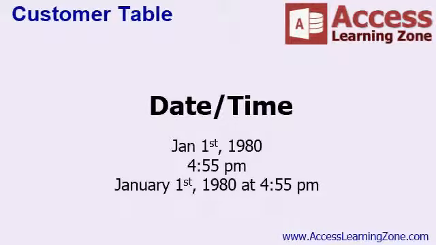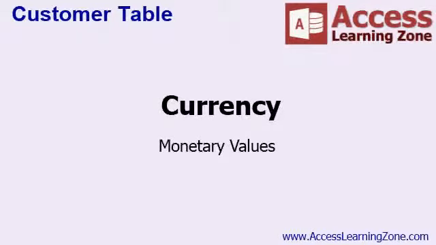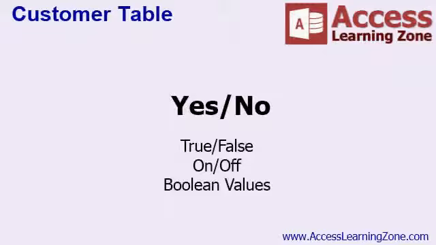A date-time field can store either a date or a time or both together. So you can store January 1st, 1980 or 4:55 p.m. or both at the same time, January 1st, 1980 at 4:55 p.m. You can be as specific as you want. Currency is a special data type that is optimized for working with dollars and cents or whatever your local currency happens to be. A yes-no data type stores what's called a Boolean value, true, false, on, off, yes, no.